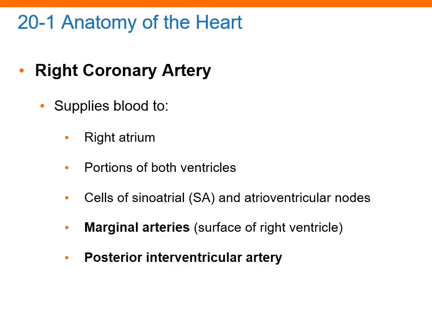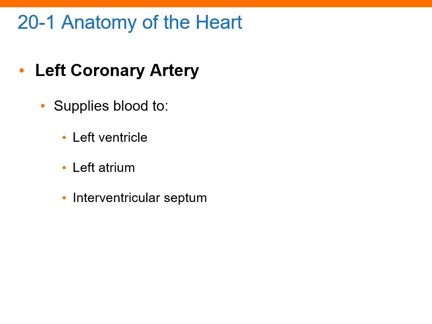The right coronary artery supplies blood to the right atrium, portions of both ventricles, and cells of the sinoatrial and atrioventricular nodes. Those are specialized cells that initiate the signal for the heart to contract, which we'll talk about very soon. The marginal arteries are on the surface of the right ventricle, and then we also have a posterior interventricular artery, which is between the ventricles. None of this is going to be pertinent for the lecture exam for cardio. Left coronary artery supplies blood to the left ventricle, left atrium, and interventricular septum.